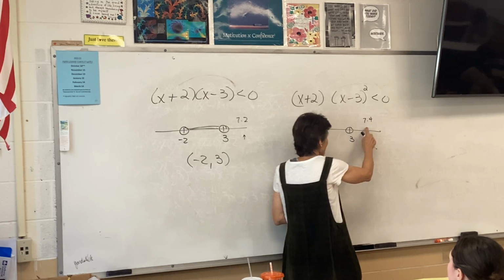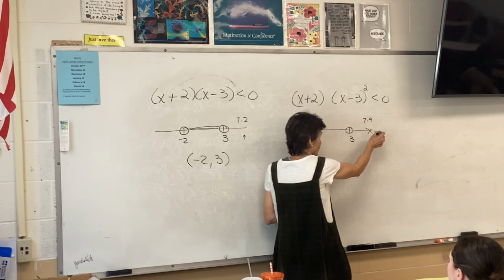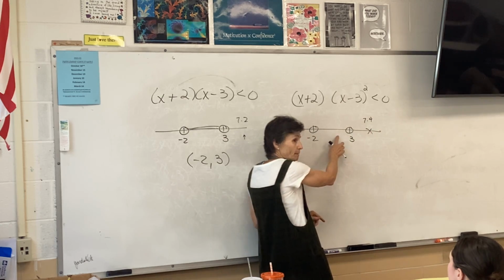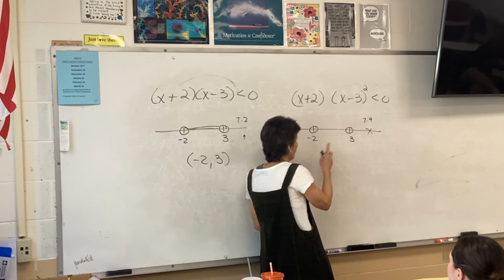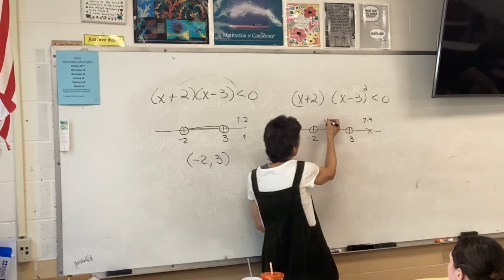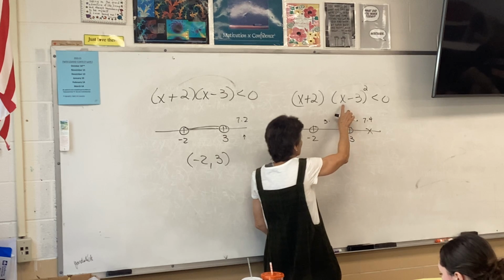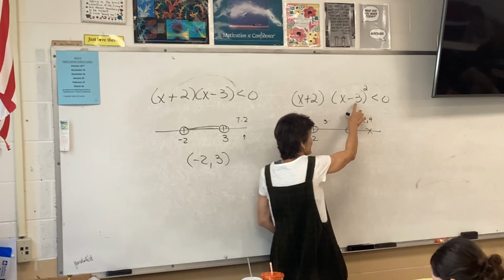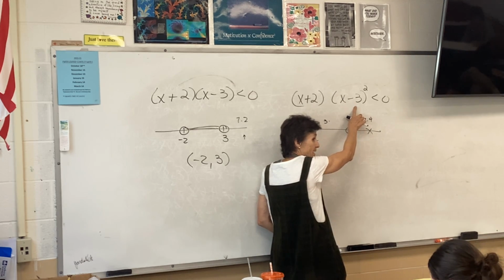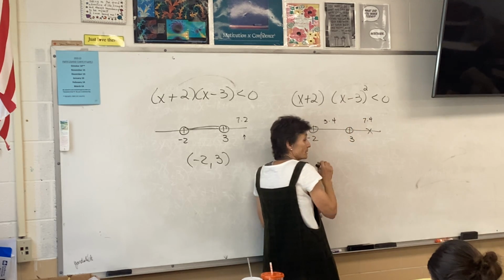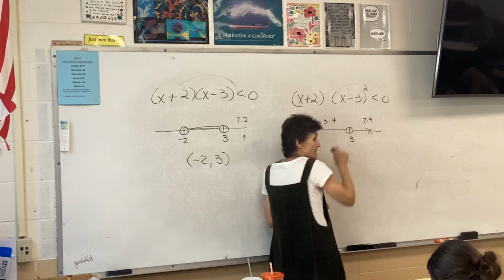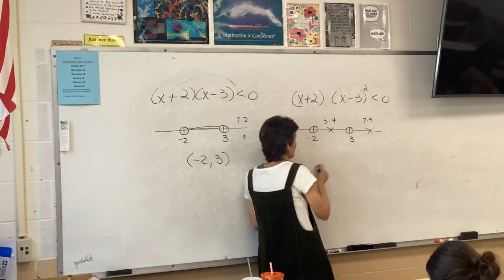We picked 5, it didn't work, so we didn't shade it. Now I gotta pick a number in here. Well, what's the number in between there? 1, so 1 would give me 3. Now be careful, 1 minus 3 is negative 2, but it's squared, so it's 4. Is 3 times 4 less than 0? No. Not shading there either.